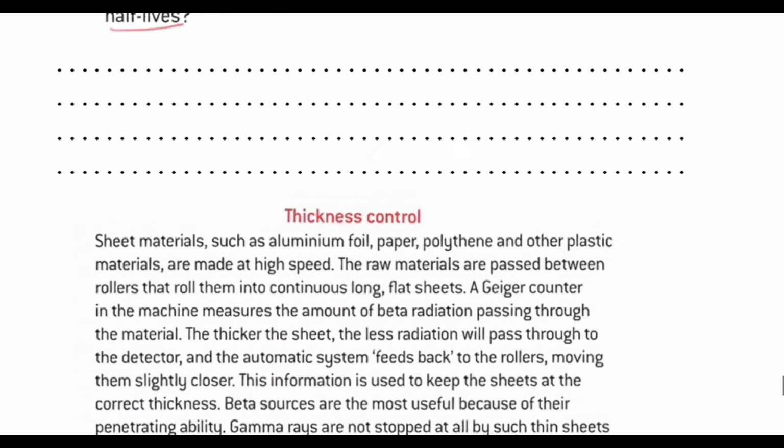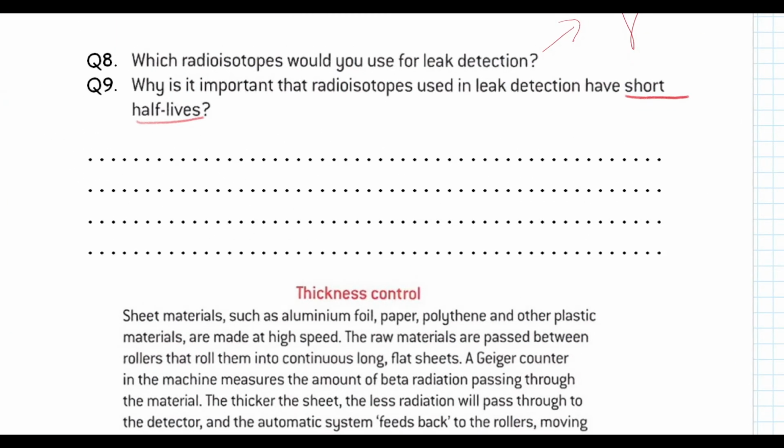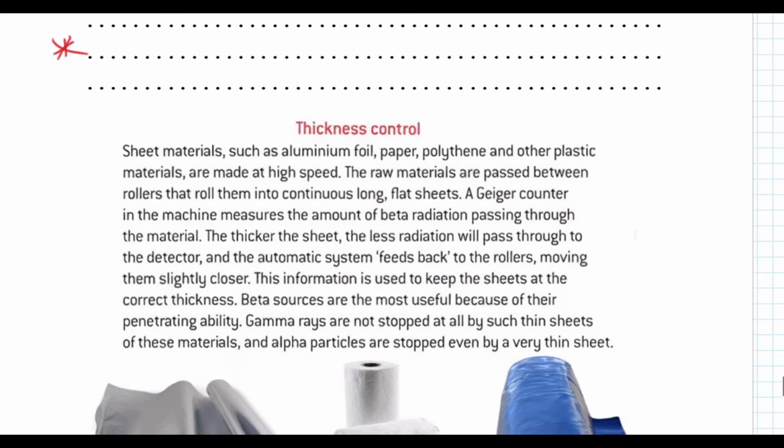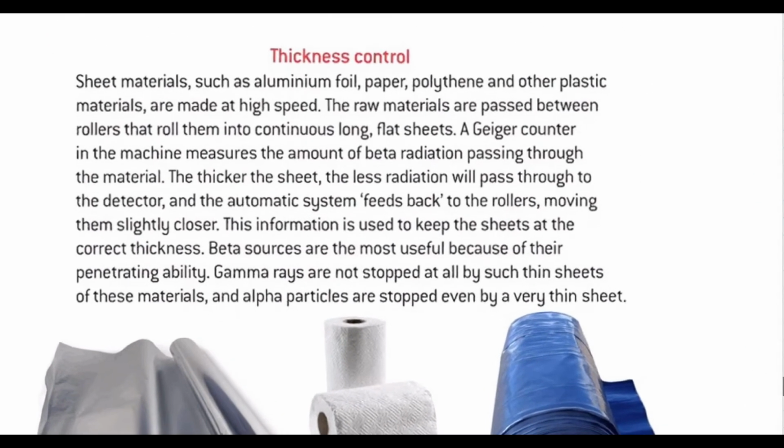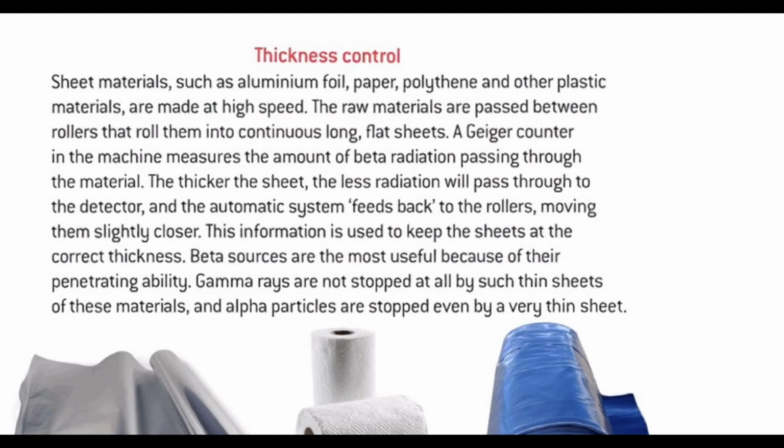Now, moving on, press pause, complete questions 8 and 9 just here please. Okay, if you've completed, press play, and we'll now look at an industrial use of radioactivity: thickness control. Press pause and read that paragraph.